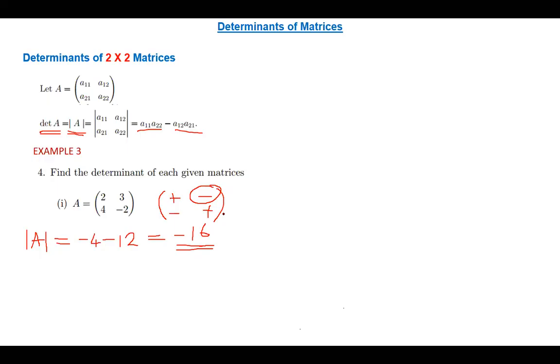So in other words again, what we have just found is a minor. So this -16, despite it being a determinant, it's also called a minor. You understand better where we're going. Let's proceed. So let's look at finding the determinant of a 3 by 3 matrix.